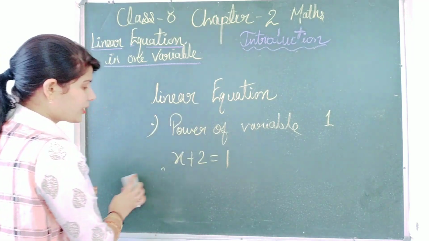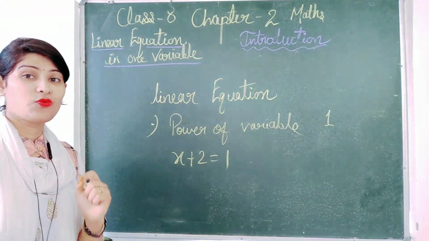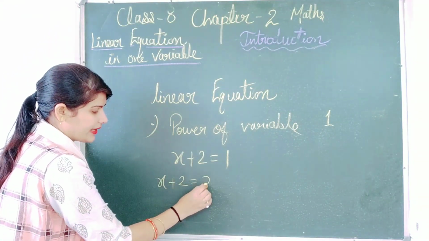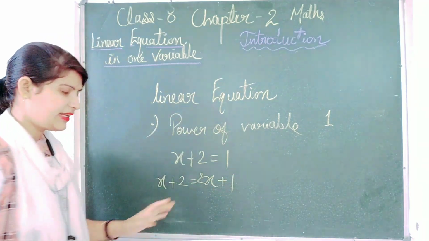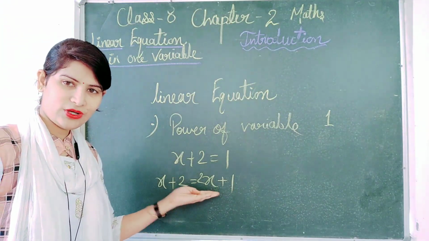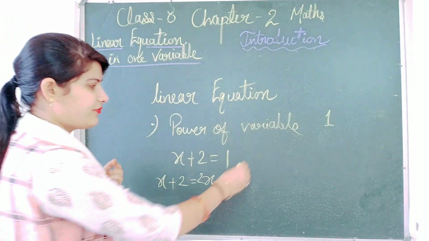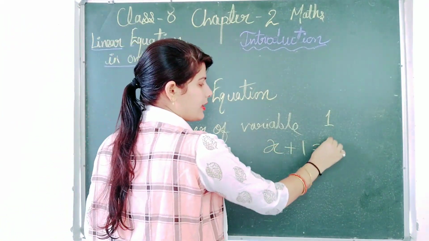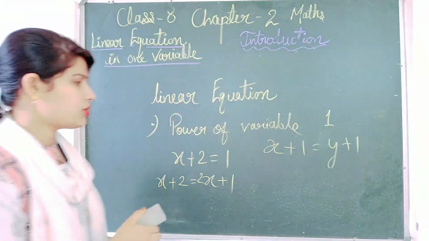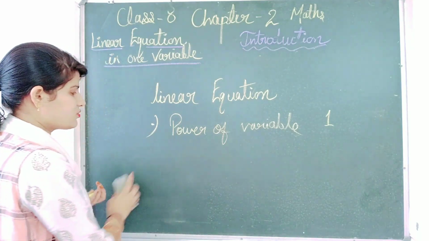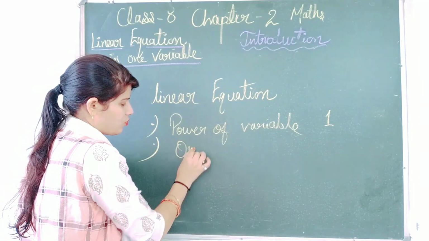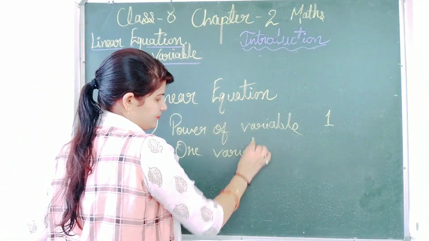Now we are talking about one variable. One variable means simple. When we are working in one variable, this is also a linear equation, like x plus 2 equal to 2x plus 1. Why? Because there is only one variable, x. And if there is x plus 1 and y plus 1, this is not a linear equation. This is two variables. Now next, one variable.